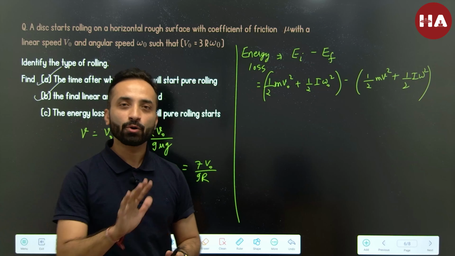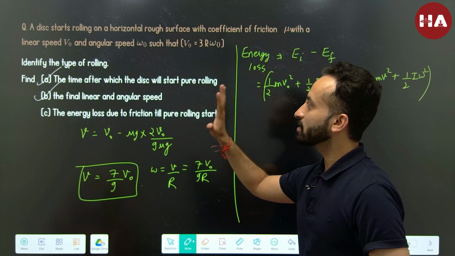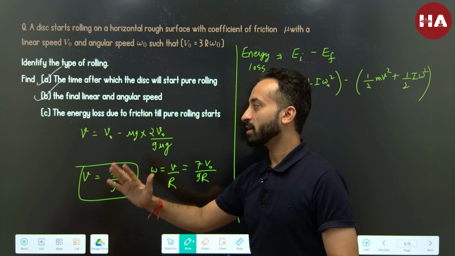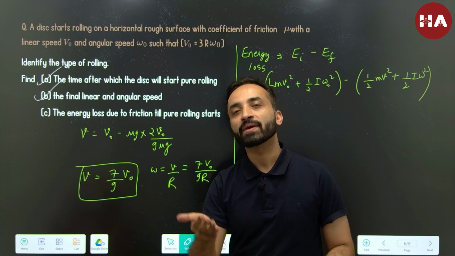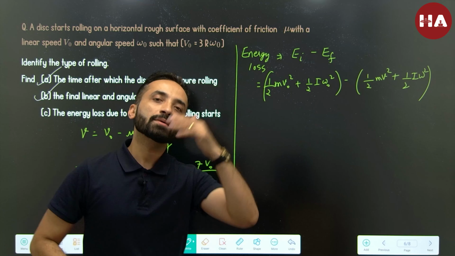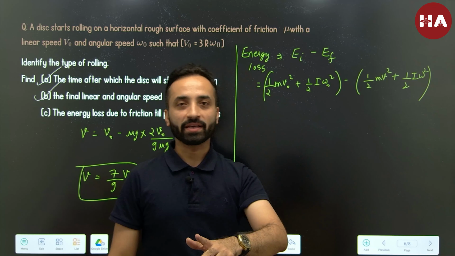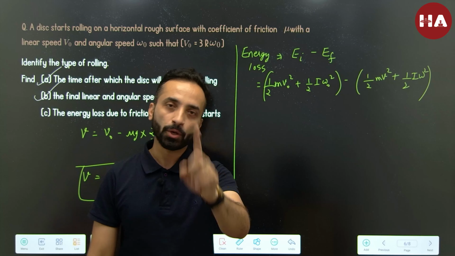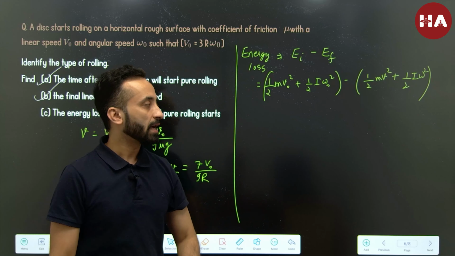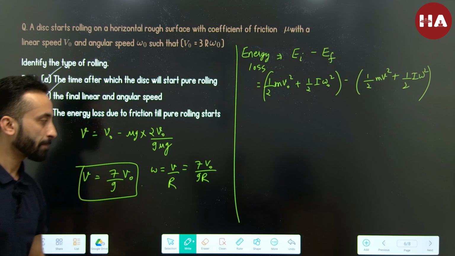Alright. So, I hope you've understood. This is a classic question where you can understand how forward slipping or backward slipping ultimately converts to pure rolling. So, friction would always want pure rolling. Just keep that in mind. I will wait and then we move forward.